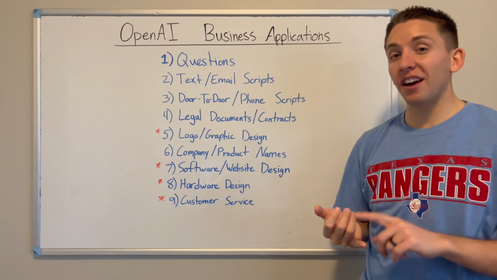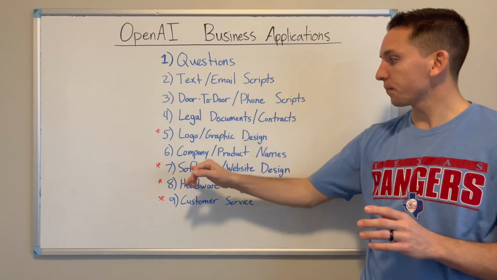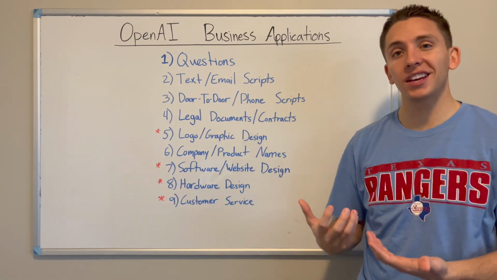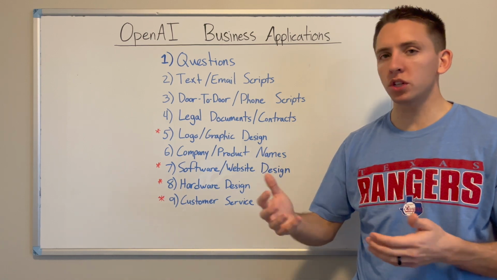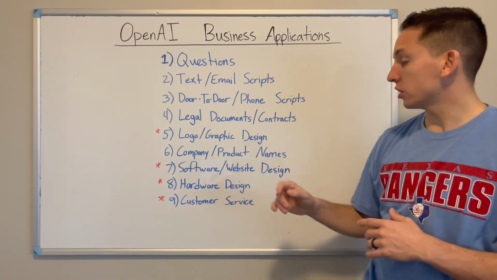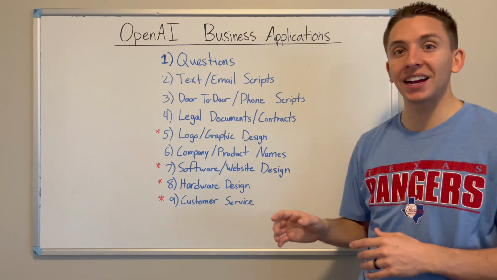Number 5, having it create your own logo and graphic designs. Number 6, creating your company name and product. You're just coming up, what's a good name? It can create a name for you. Number 7, software and website design.